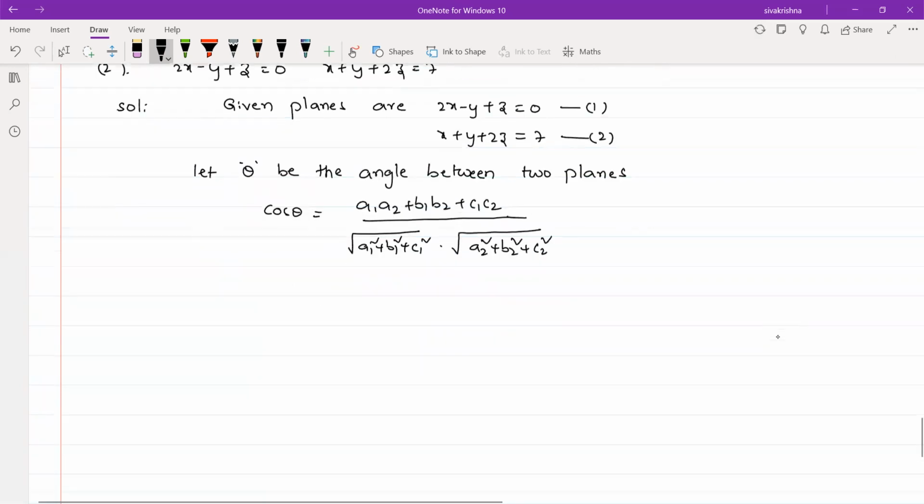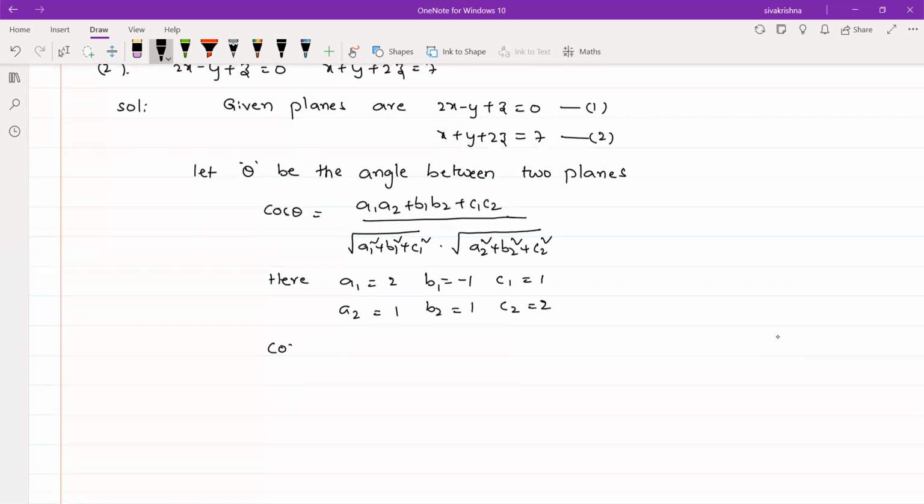Here once again we have to write a1 is equal to 2, b1 is equal to minus 1 and c1 is equal to 1. Similarly a2 is equal to 1, b2 is equal to 1 and c2 is equal to 2. So these are the values from the given plane equations. Now we have to substitute these values in the formula.